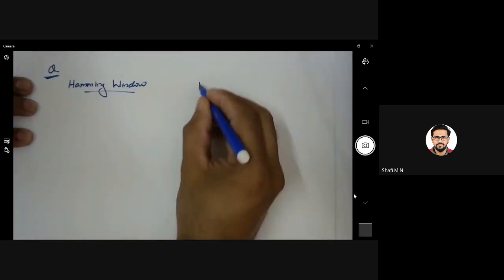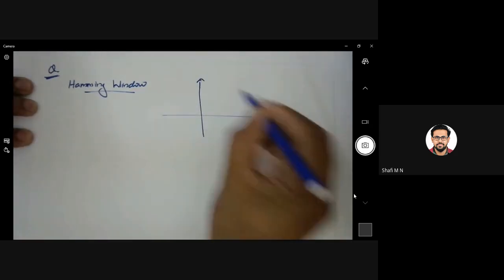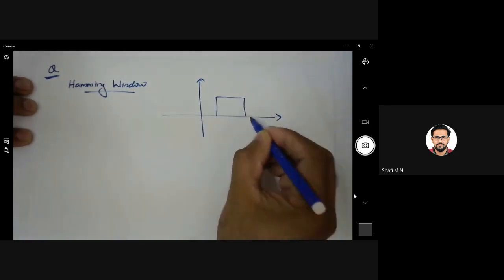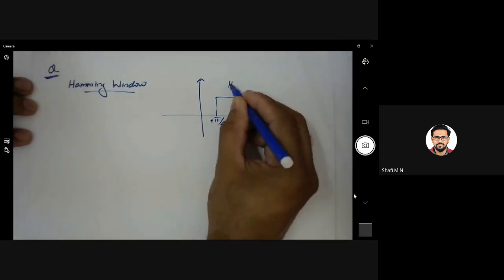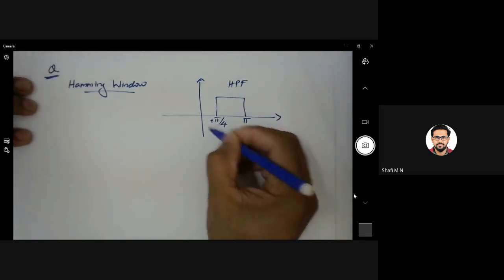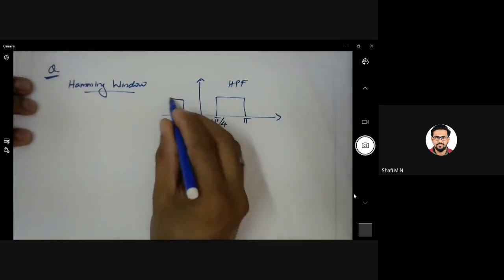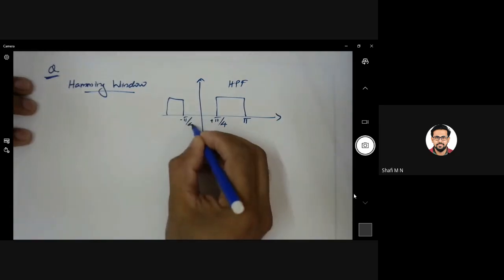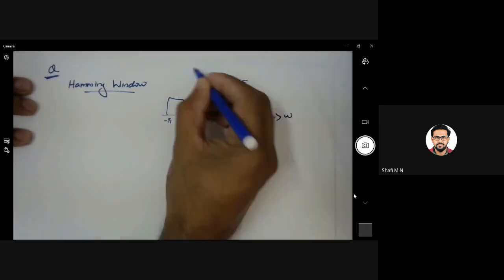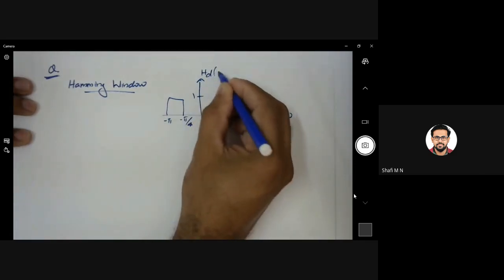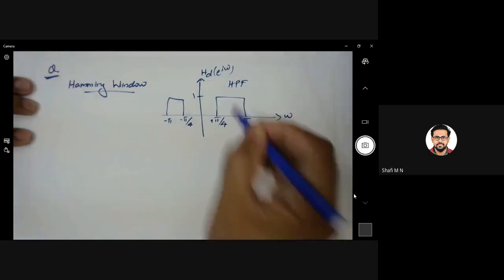I would like to recollect the frequency response that we are focusing on. That was from minus pi by 4, pi by 4 to pi. That was a high pass filter with cutoff frequency pi by 4. So this was the frequency response that we considered. This is omega, and this is modulus of HD of j omega. This was the desired response.